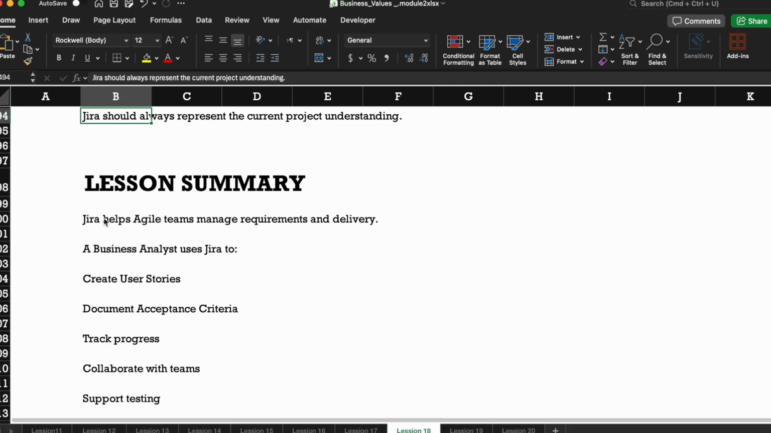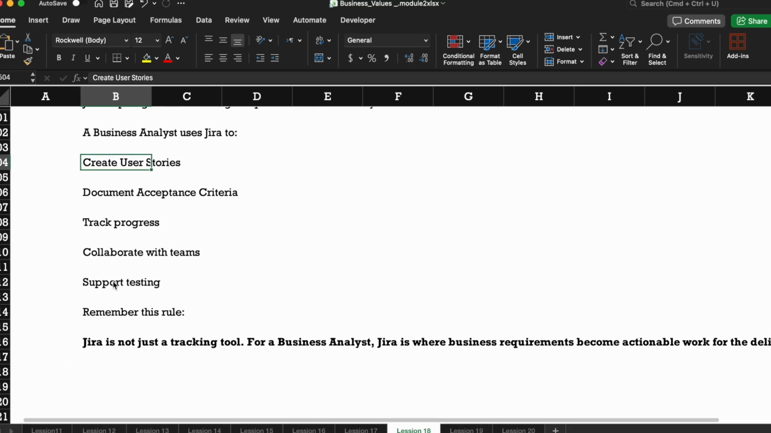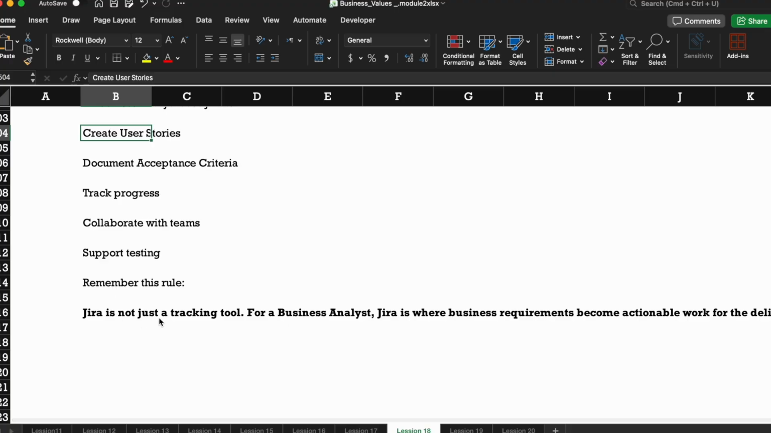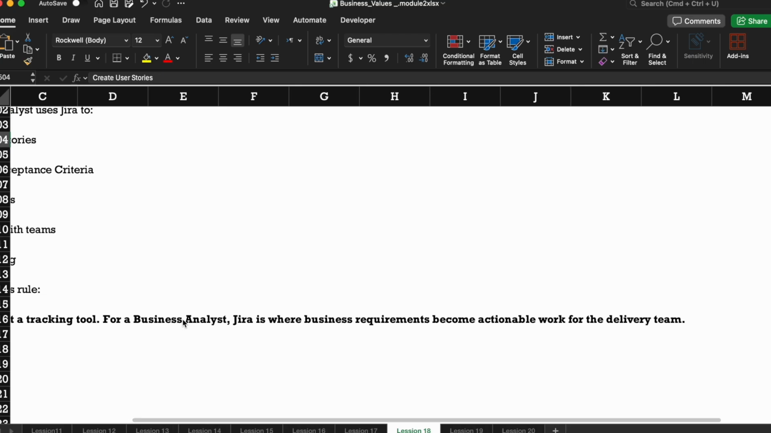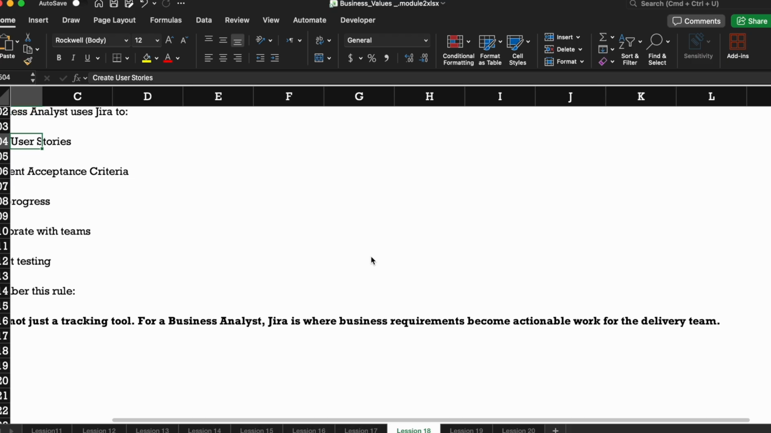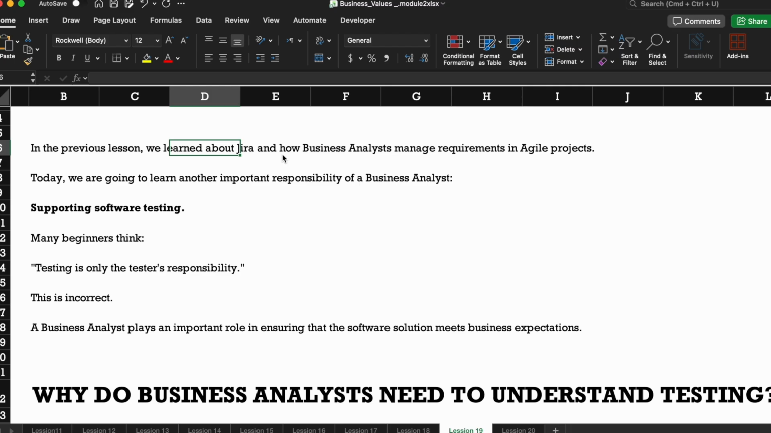Lesson summary: Jira helps agile teams manage requirements and delivery. A business analyst uses Jira to create user stories, document acceptance criteria, track progress, collaborate with teams, and support testing. Remember this rule: Jira is not just a tracking tool for the business; Jira is where business requirements become actionable work for the delivery team. Okay, that's it for Jira today. I'll see you guys in the next lesson. Thank you very much. We learned about Jira and how business analysts manage requirements in agile projects.